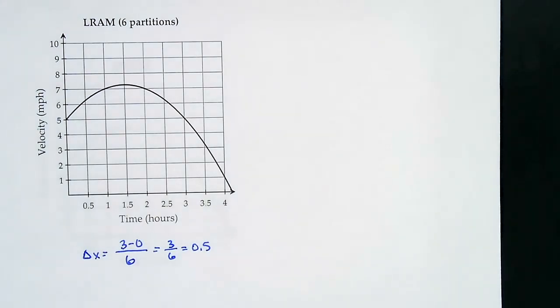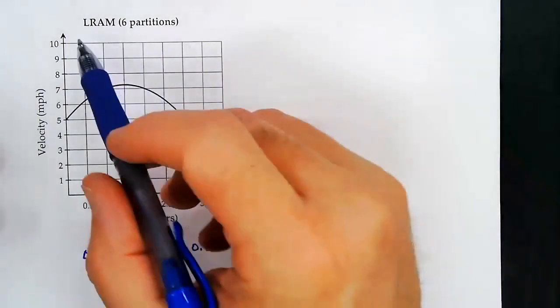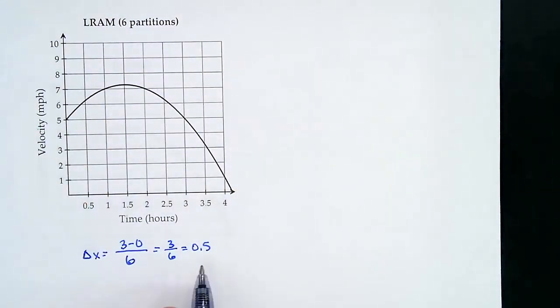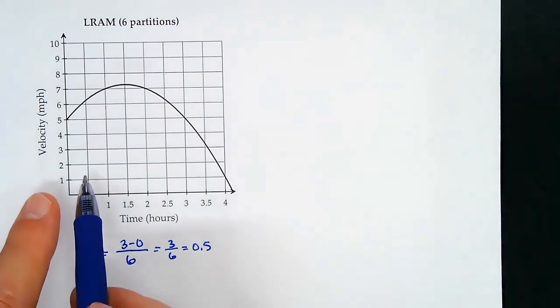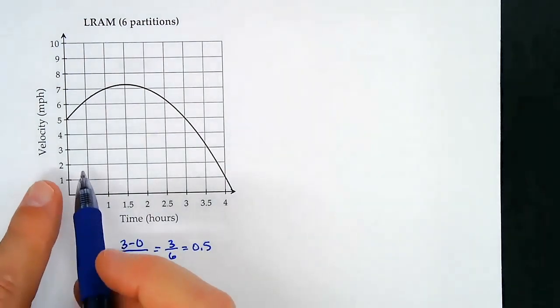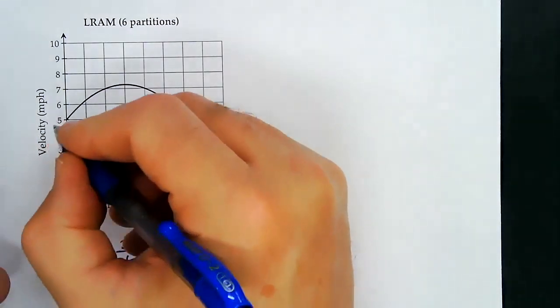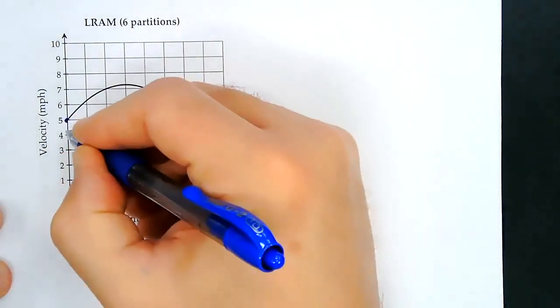As I make more rectangles between 0 and 3, the widths are going to get smaller and smaller. All right, so for this one, it's still LRAM. The first one is going to start at 0, go to 0.5, and we're going to go up until the left side of our rectangle hits the curve. That would be right here at 5 again, right?